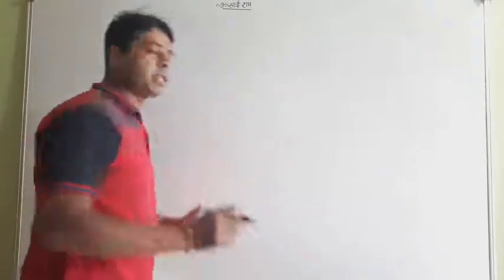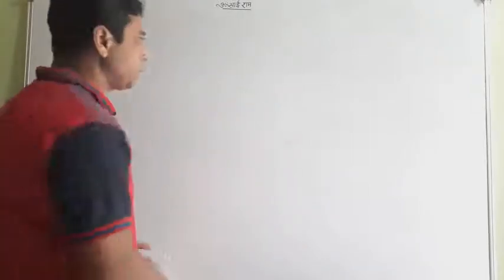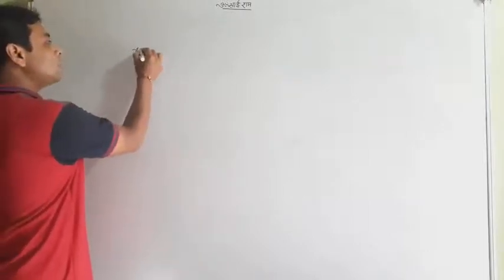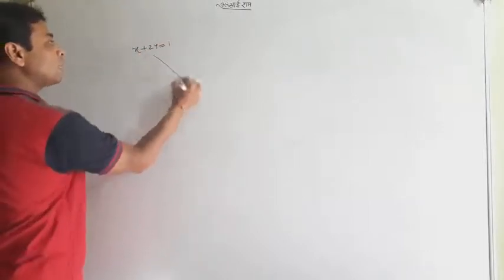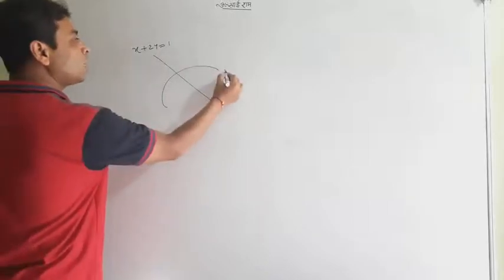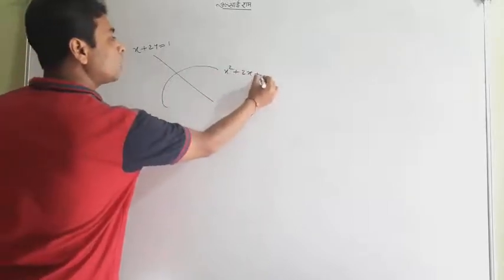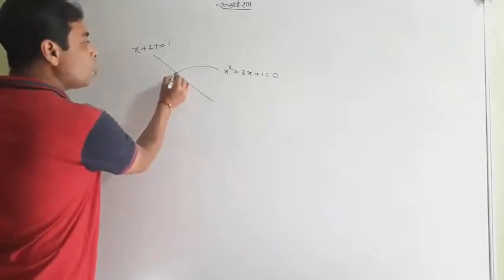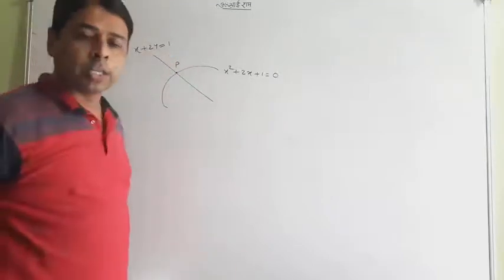One or two things which I want to share with you. It's very important. Suppose this is x plus 2y equal to 1. This is a line. And suppose this is a curve. If I ask you, what is the coordinate of this point?